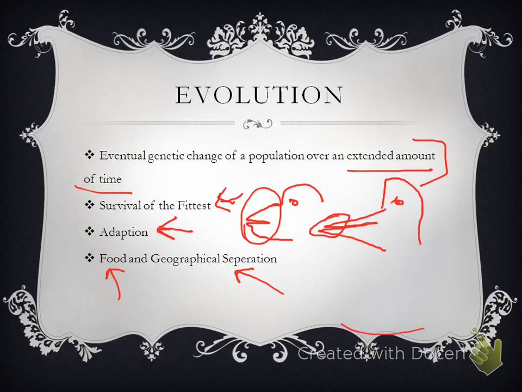A lot of times if you have an island, and right down the middle of the island there is a large body of water or a mountain or something like that, a mountain range is going to stop a transfer of organisms back and forth.